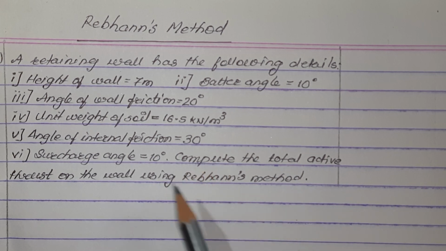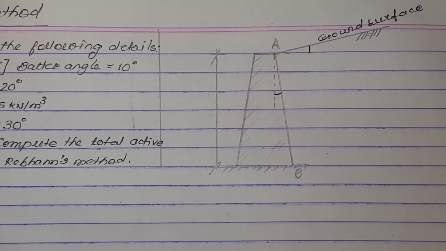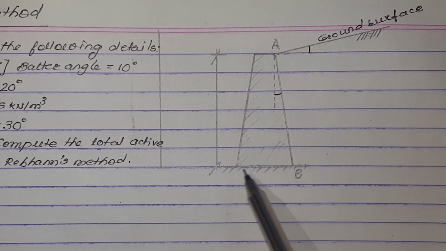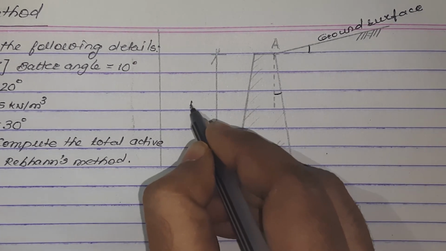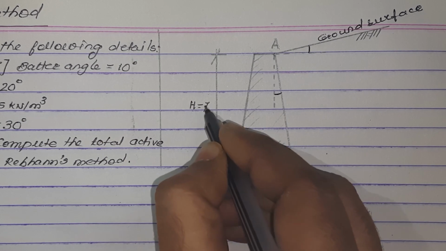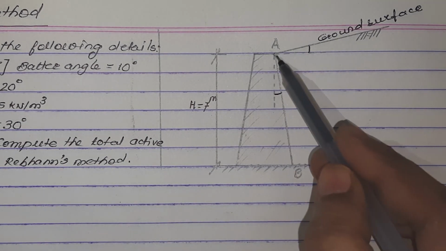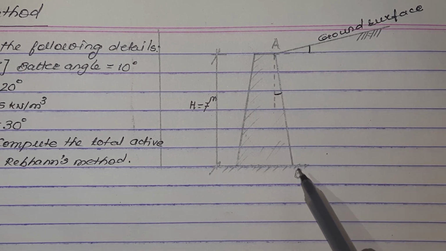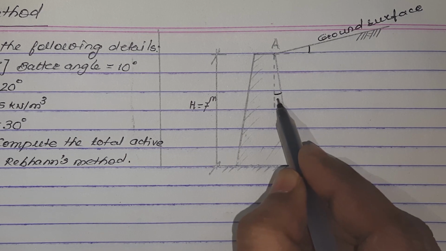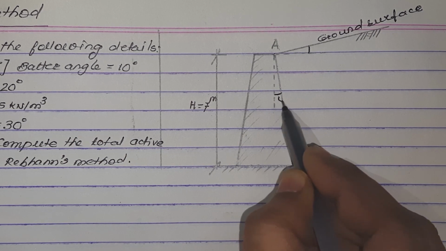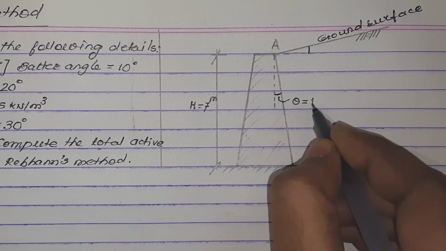Let us show this data on the diagram. This is the retaining wall. Its height is 7 meter. So H is equal to 7 meter. AB is the retaining face. Angle of batter is given 10 degrees. So angle of batter is this angle. This angle is denoted as theta, which is 10 degree.